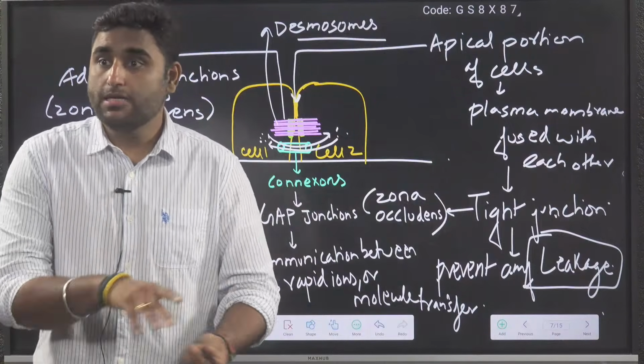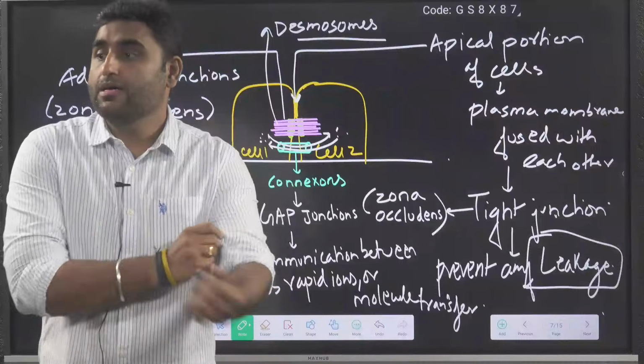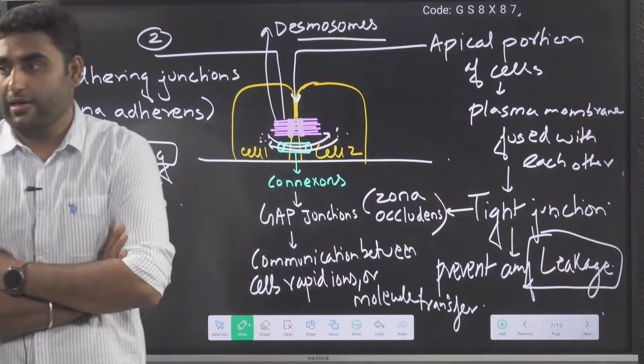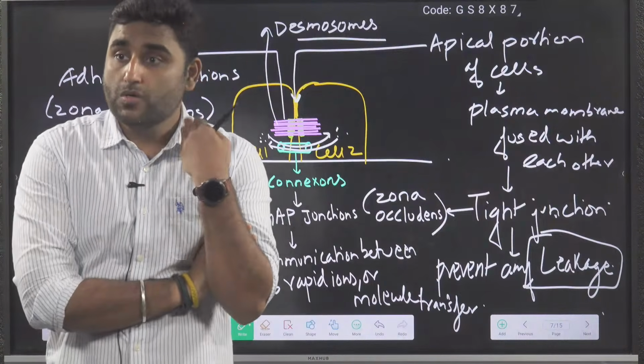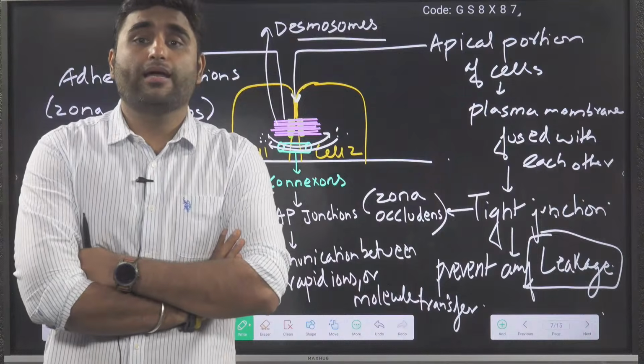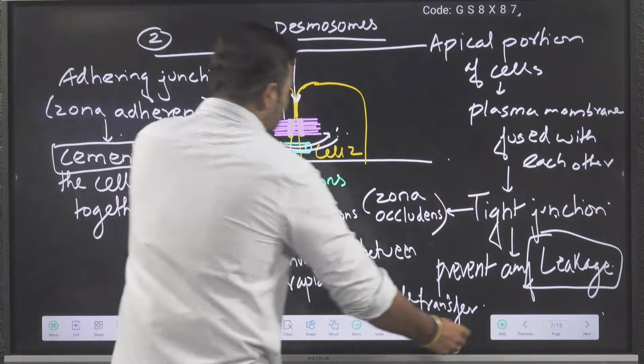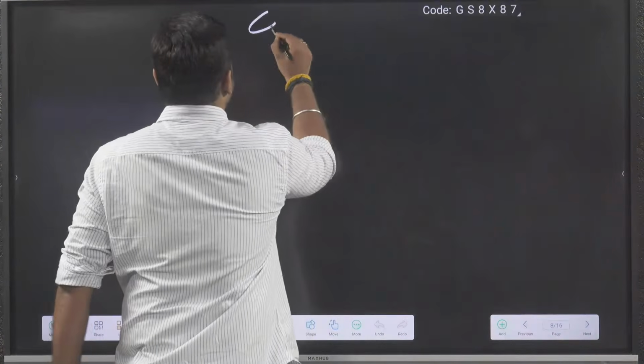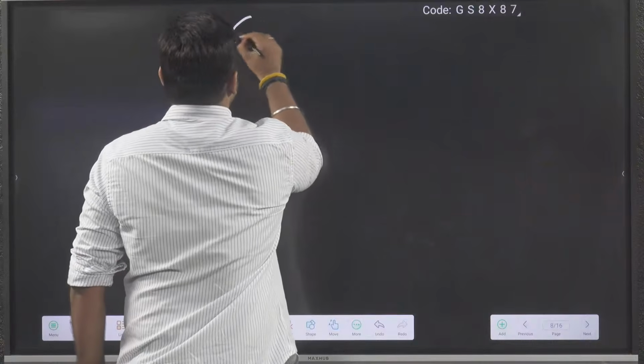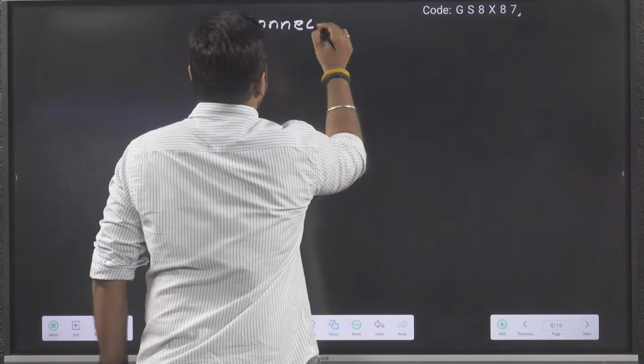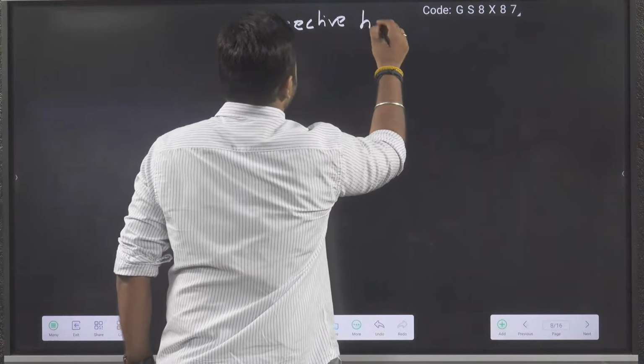Next topic. After epithelial, let's continue. The next topic will be connective tissue. So let us quickly attack connective tissue. Now we are going to talk about connective tissue.